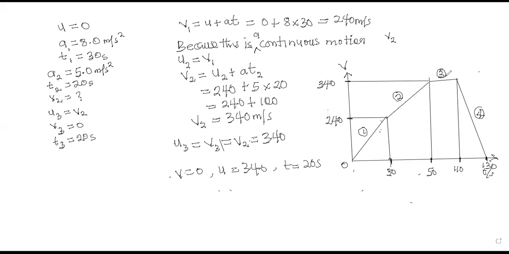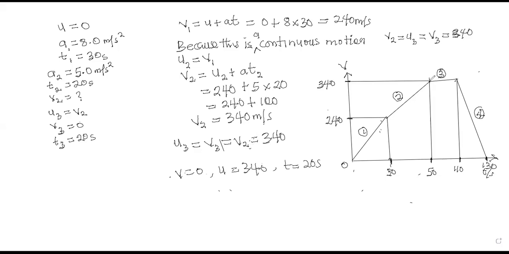But during the third part, because the velocity is maintained, the initial velocity during the third part, which is U3, is also equal to the final velocity during the same third part, V3. And they are all equal to 340. So over here, the velocity is 340. That is why I have U3 equal to V3, and it's also equal to V2.